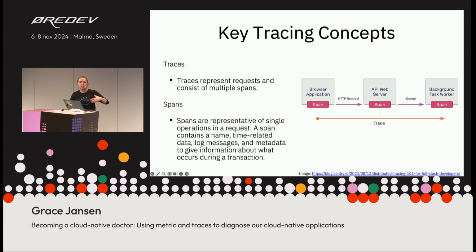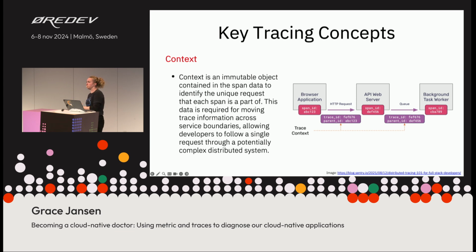So a span is essentially just a piece of work that occurs within a particular service in a request. So normally a span contains things like name, some time-related data, log messages, metadata, and they can be really useful for understanding what that piece of work was and allowing us to collect together that request through those multiple services. In this diagram, they are represented by the pinky red boxes in each of my microservices. But the thing that really sets tracing apart is this concept of context.